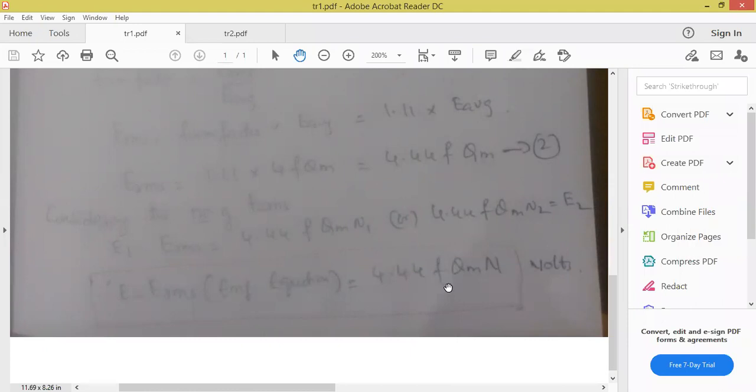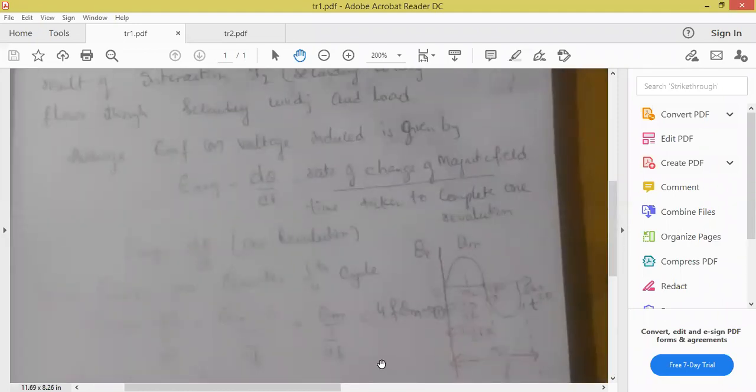4.44 into F into phi m into N. Units are volts. It is a voltage. So this derivation you must write. They will ask the question, explain the EMF equation or explain the working principle of transformer. Last class I have taken only the theory followed by this derivation. I repeat here once again.